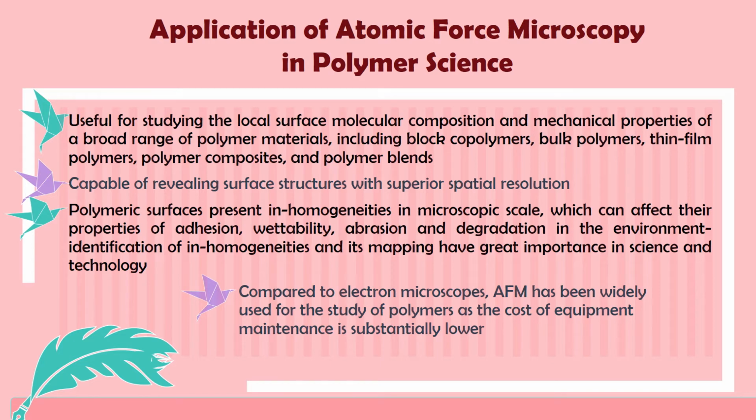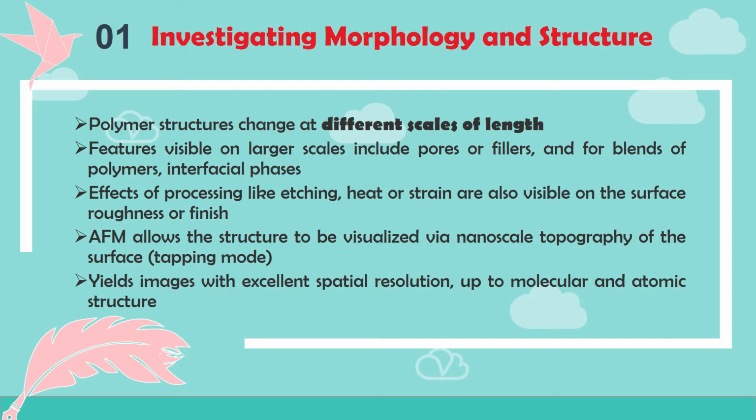Polymer surfaces present inhomogeneities on a microscopic scale, which can affect their properties of adhesion, wettability, abrasion, and degradation in the environment. Therefore, identification of inhomogeneities and their mapping have great importance in science and technology. Compared to other electron microscopes, AFM has been widely used for the study of polymers, as the cost of equipment maintenance is substantially lower. First, investigating morphology and structure.